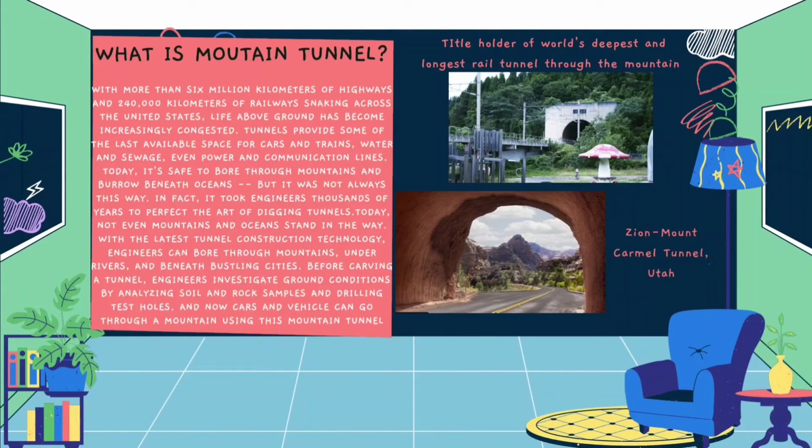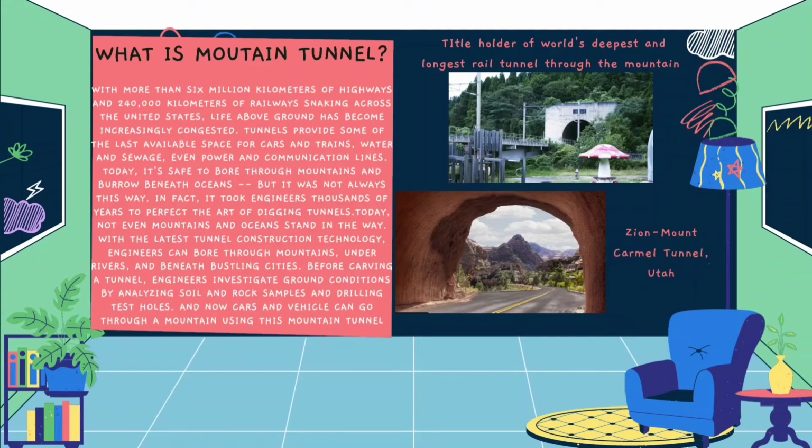With more than 6 million kilometers of highways and 240,000 kilometers of railways snaking across the United States, life above ground has become increasingly congested. Tunnels provide some of the less available space for cars and trains, water and sewage, even power and communication lines. Today, it's safe to bore through mountains and burrow beneath oceans. But it was not always this way.